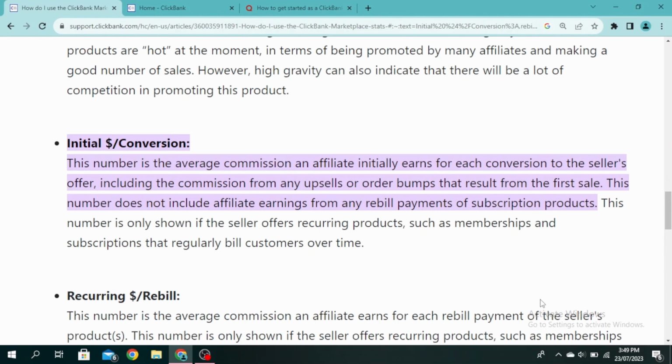This number does not include affiliate earnings from any rebill payments of subscription products. Initial Dollar Conversion is only shown if the seller offers recurring products, where you can get a membership or subscriptions, and this amount won't include any rebill payments. Rebill payments are when you refer people to the seller, they make a first purchase, and then they decide to renew the purchase and buy it again.